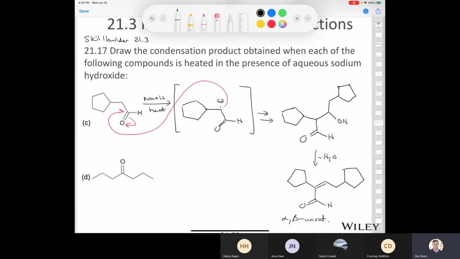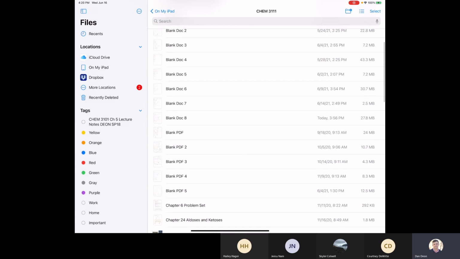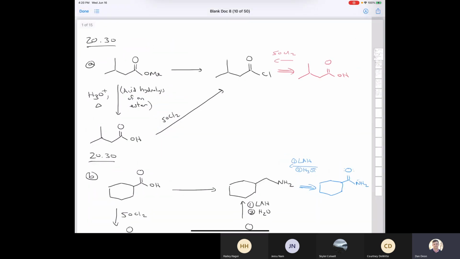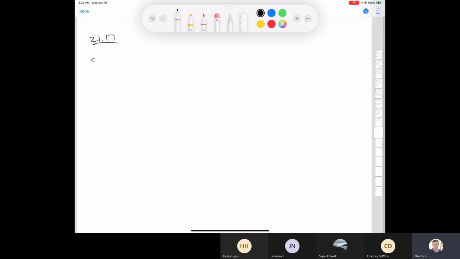Now, the shorthand way of doing this is like this. I'm going to go over to a blank page here to show you. And once you see the shorthand way, I think you're probably going to like it a lot. So watch, and I'll show you the shorthand. So again, this is 21.17, and this is C. So we're taking this compound, okay, and we're going to treat it with sodium hydroxide, and we're going to heat it up. So that means we're going to make an alpha beta unsaturated carbonyl compound.